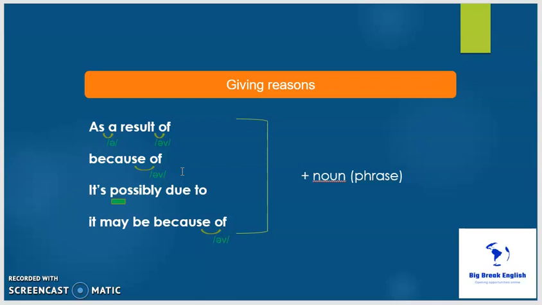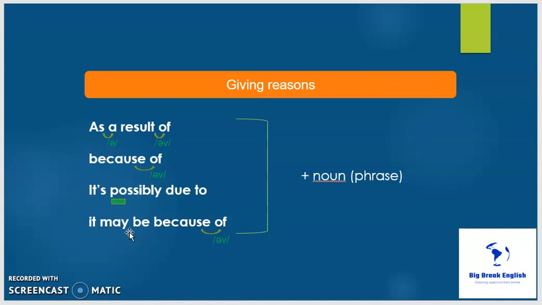Thirdly, we have it's possibly due to. So due to, and then possibly, how many syllables is that? 3 syllables. And the stress is on the first syllable, possibly. So altogether, it's possibly due to. And finally, we have, again, because of. It may be because of.